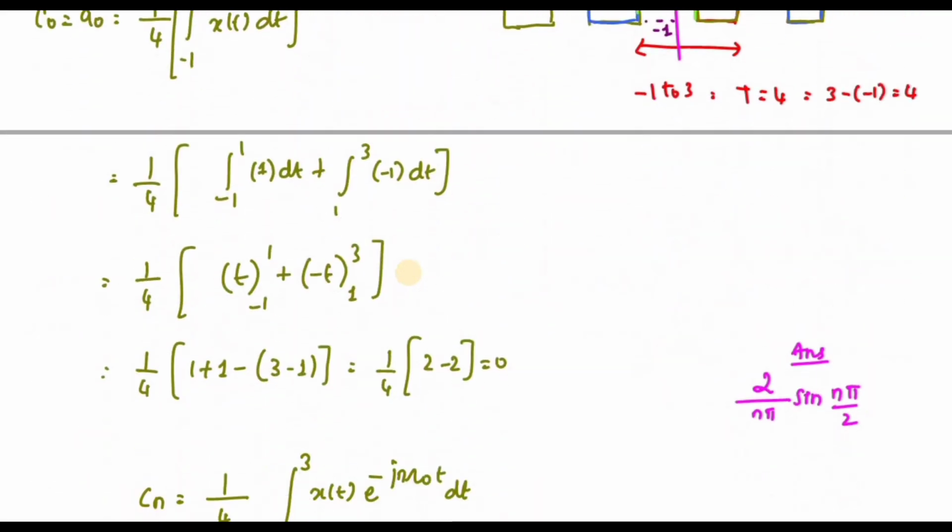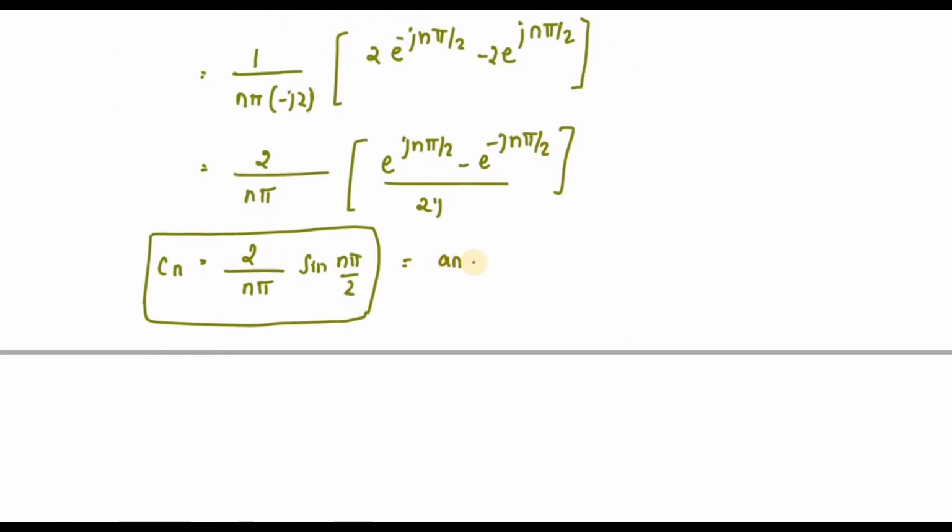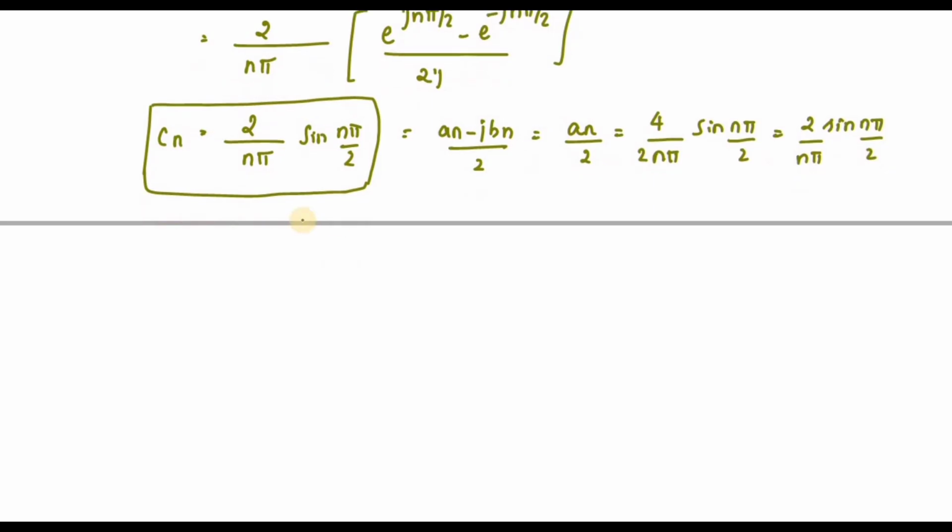So this is how you have to solve this problem. Cn is An minus j Bn divided by 2. So here Bn value is 0, so we'll get An by 2. An value is 4 divided by n pi into sine n pi by 2, so we'll get 2 divided by n pi sine n pi by 2. Okay. So this is what we are getting here.